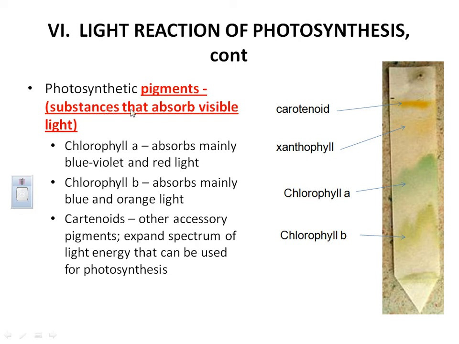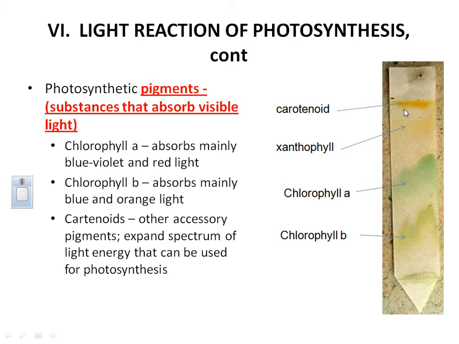So pigments are substances that absorb visible light. So we've got chlorophyll A, chlorophyll B, we've got carotenoids, and in this sample we have xanthophyll as well. Chlorophyll A is the one that mainly absorbs blue, violet, and red light, and chlorophyll B absorbs blue and orange light. Carotenoids are other accessory pigments that can also be used in photosynthesis.